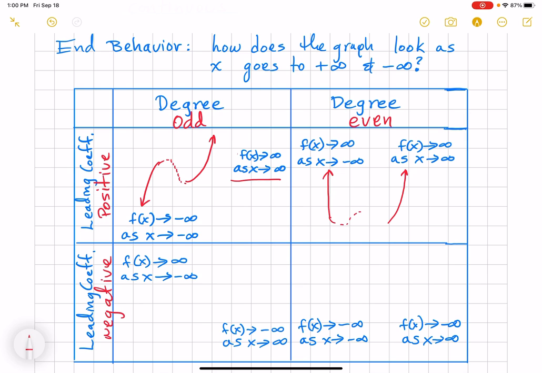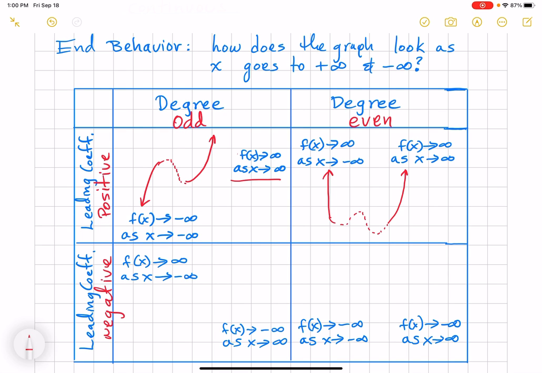In the middle, they could do many, many things, something that is not so predictable. But for the end behavior, both parts of the graph are going to approach infinity as x goes to negative infinity and as x goes to positive infinity.